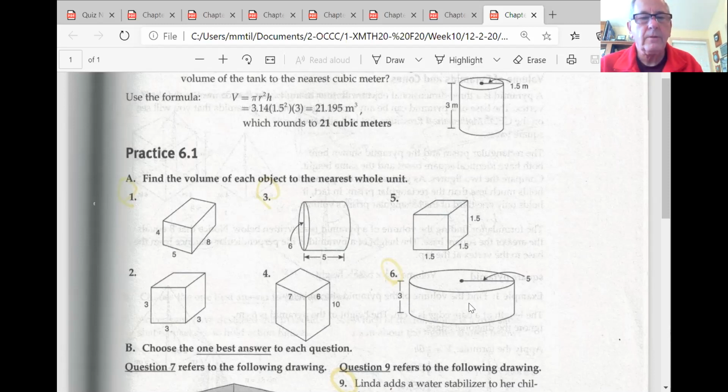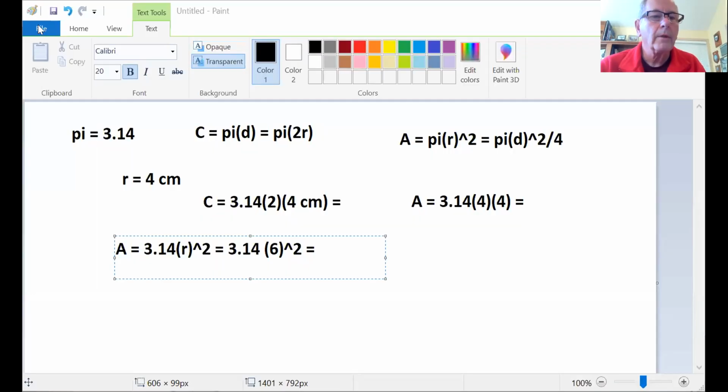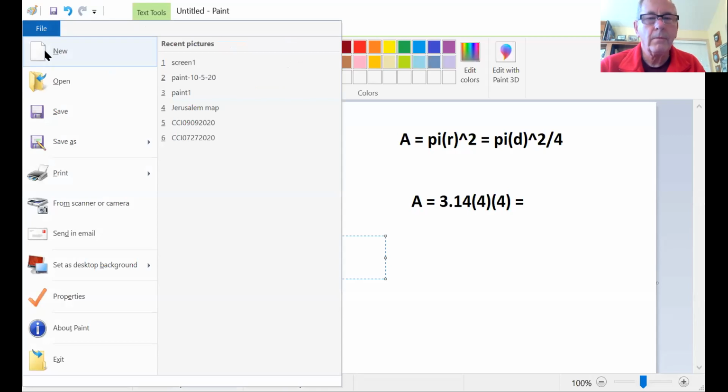Okay, I know I've gone through these really fast, so let's do one or two here. We're gonna go here and get another page.